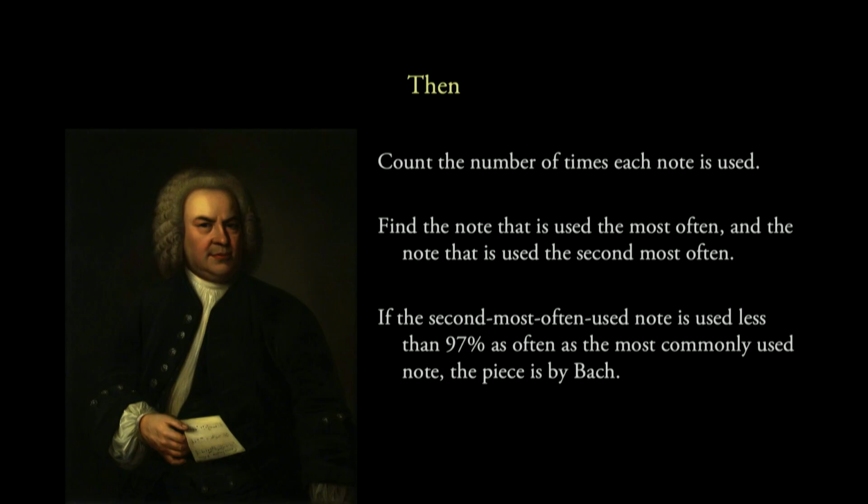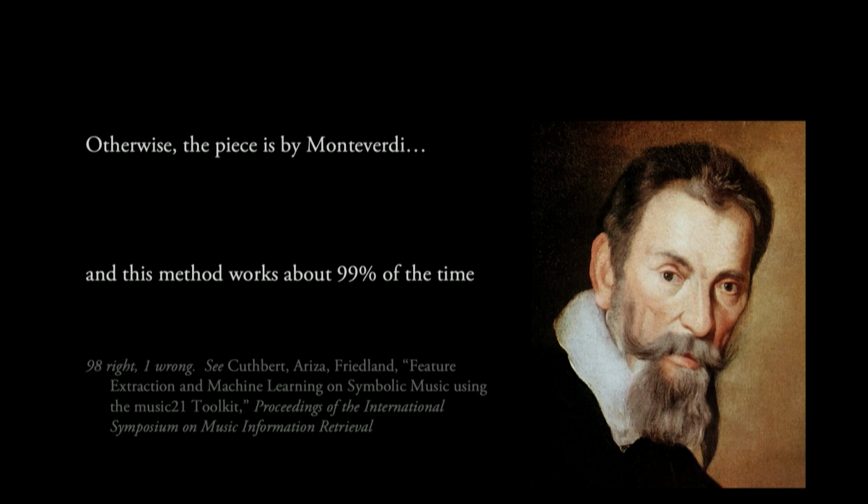Count the number of times each note is used. Find the note that is used the most often and the note that is used the second most often. If the second most often used note is used less than 97% as often as the most commonly used note, the piece is by Bach. Otherwise, it's by Monteverdi. And this worked with 99% accuracy.